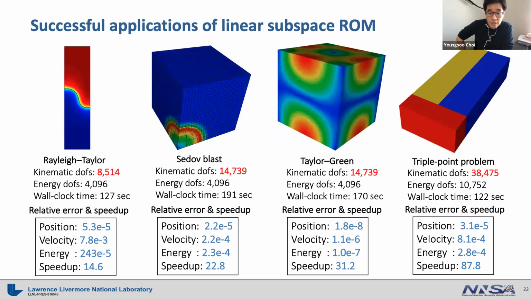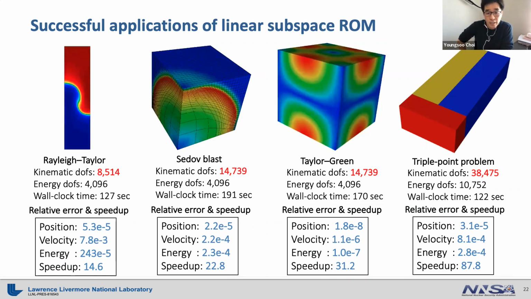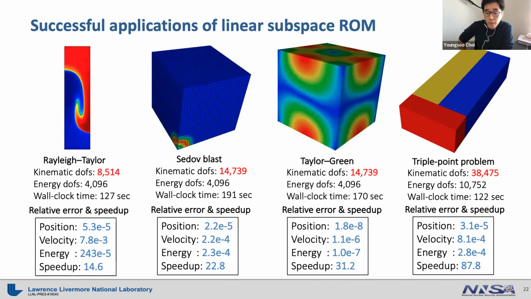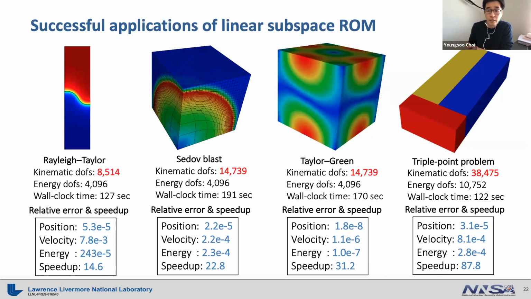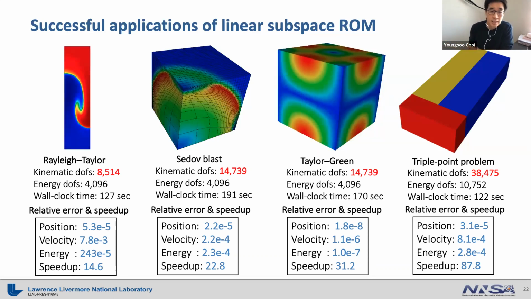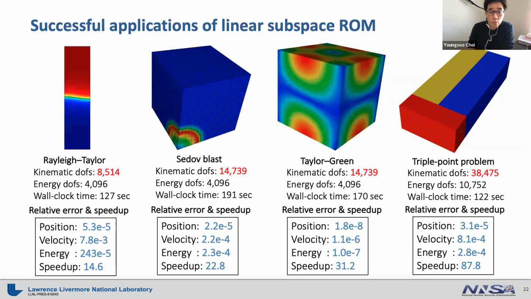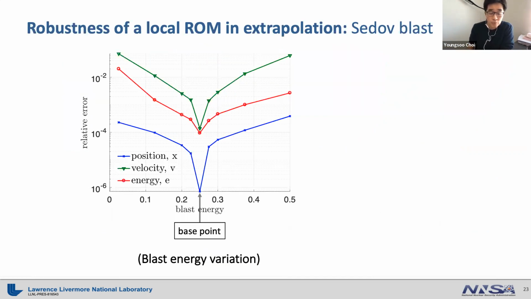For example, this linear subspace reduced model has been successfully applied to a tough simulation such as Lagrangian hydrodynamics with a time windowing approach. Here you are looking at the cases where the reduced order model achieves a speedup of 14.6 to 87.8 with an indistinguishable accuracy level. That is a relative error of less than 0.1%, right? Which is really great.